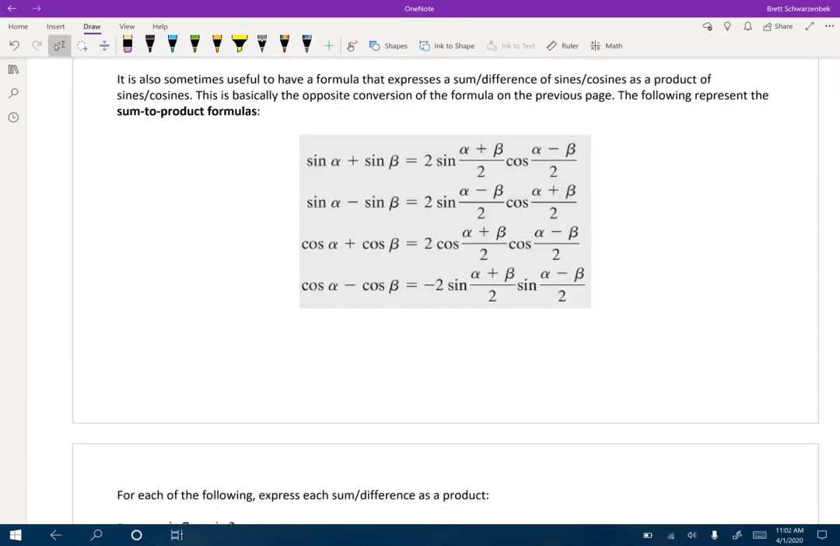On the other side of the coin, we have the sum to product formulas. These can also be derived, but it's a little bit longer of a process, so I decided to omit that for the sake of the lesson. The key is, once again, there are 4 of them that represent the sum and difference of the sines, and the sum and difference of the cosines.